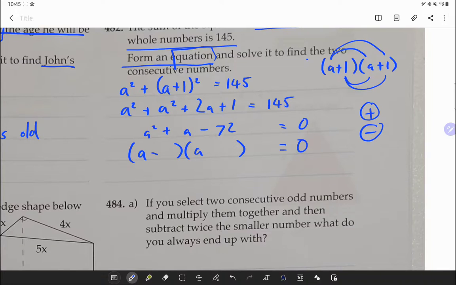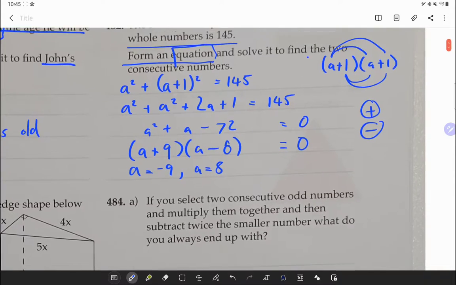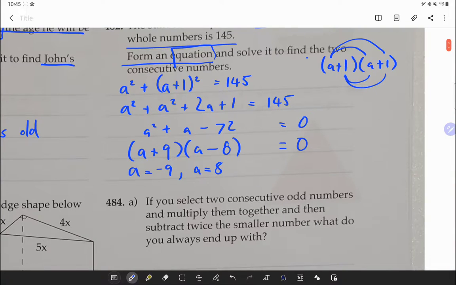So if I say plus 9 and then negative 8, that's a bad 9 because it looks like the A. Yep, if I add them together, I get a plus 1. And then multiply, I get negative 72. So cool, we're saying A is either negative 9 or A is 8. So I think we have two possible consecutive numbers here.